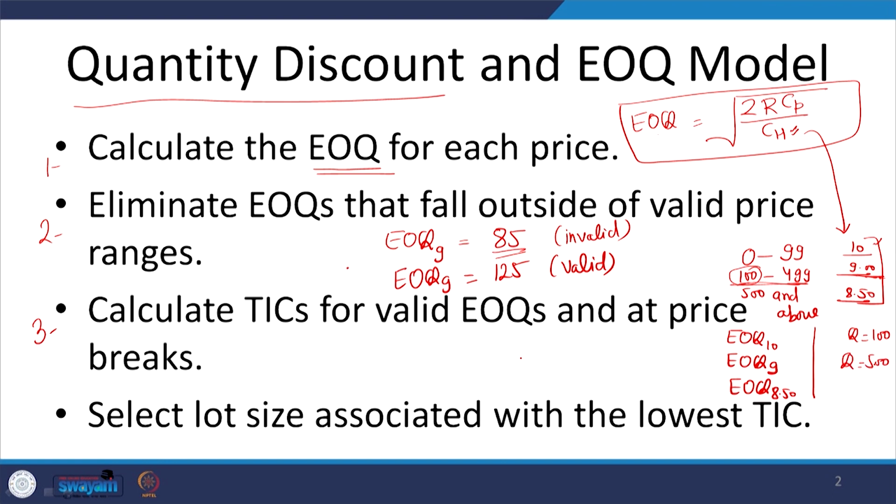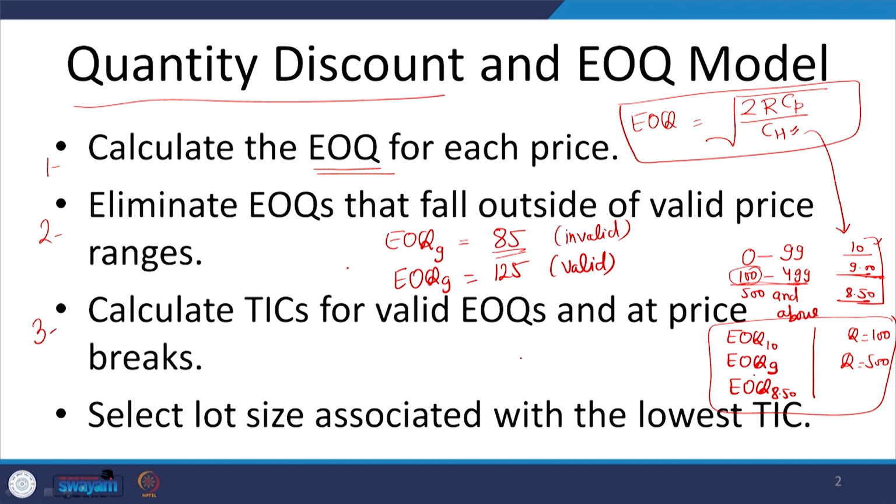As soon as you come to the 500 level, you have another price advantage offered by your supplier. So, these are 5 quantity levels: EOQ for 10 rupees, EOQ for 9 rupees, EOQ for 8 rupees 50 paisa, a quantity of 100 and a quantity of 500. You will calculate your TICs for valid EOQs and at the price breaks.